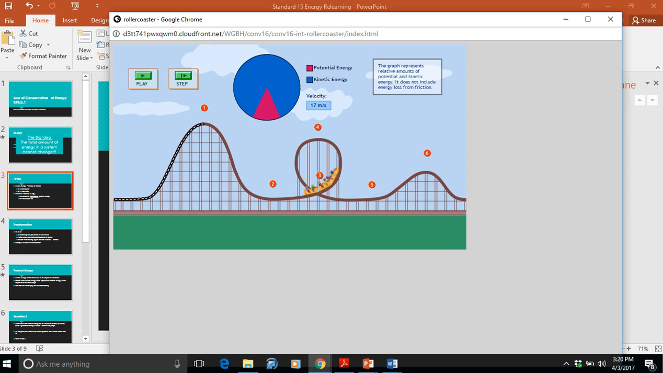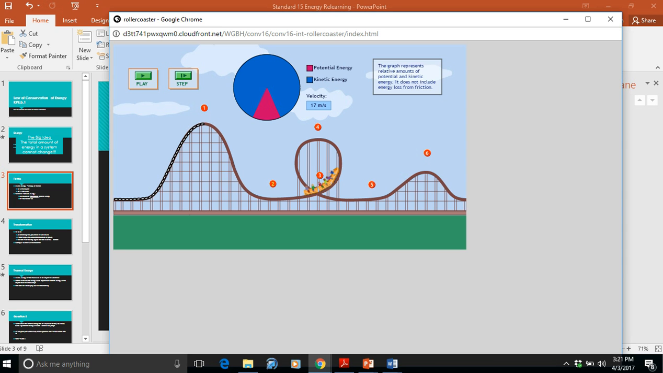If we continue on, the height's going to increase. So here at this point in the circle, the height increases. And when height increases, the potential energy increases. Again, the total amount can't change. So if potential increases, that means kinetic has to decrease. So the speed has decreased a little bit.